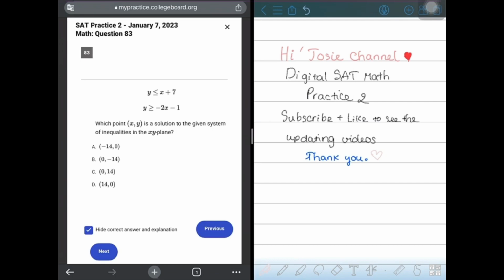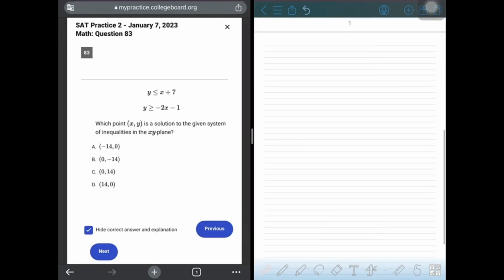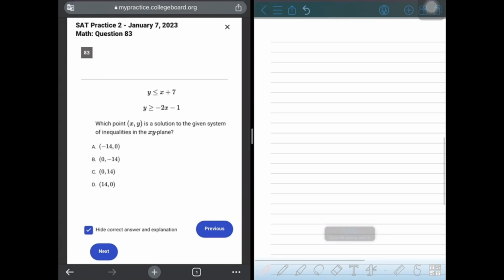Today we will begin from question 83. I have to warn you that this practice from 53 upward is kind of difficult, so please pay attention. Thank you. And now we will go to the very first question. They ask which point (x, y) is a solution to the given system of inequalities.